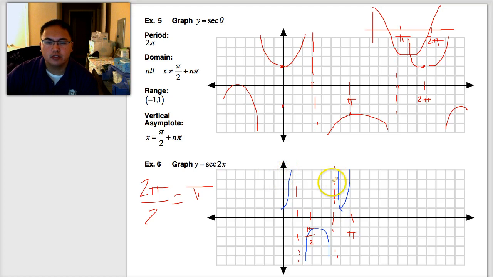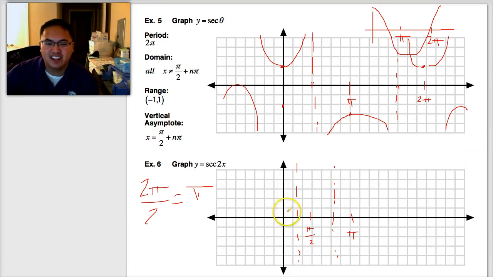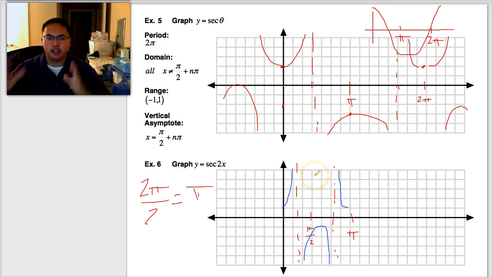Sorry, I wish there was an easier way. Let me just drag away. So I start at 1 and I go up. Here I got a U, so it looks like this. And then here I got this. So that's how the secant graph looks, sort of squished.